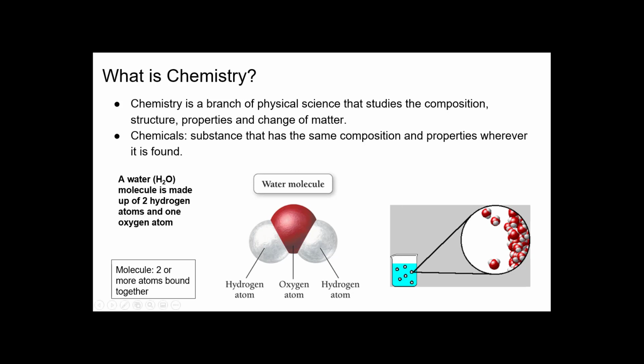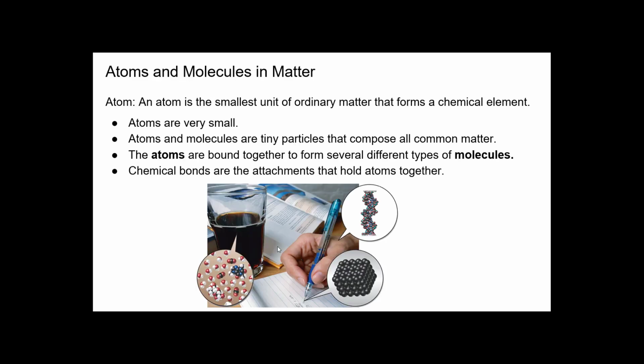As you can see here, we have a hydrogen, oxygen, and hydrogen. You should be very familiar with what water is by now. Atoms and molecules. An atom is the smallest unit of ordinary matter that forms a chemical element. Atoms are very small. We cannot see them with the naked eye. Atoms and molecules are tiny particles that compose all common matter. The atoms are bound together to form different types of molecules. Chemical bonds are the attachments that hold atoms together. What does this all mean?